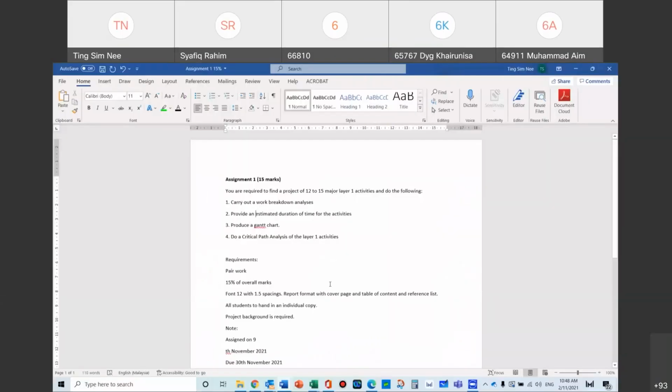Okay, so the assignment is 15% of the continuous assessment. You're going to be breaking down into groups of two. And I need you to do a chart and a critical path analysis. So we will move into critical path analysis very soon, by next week.